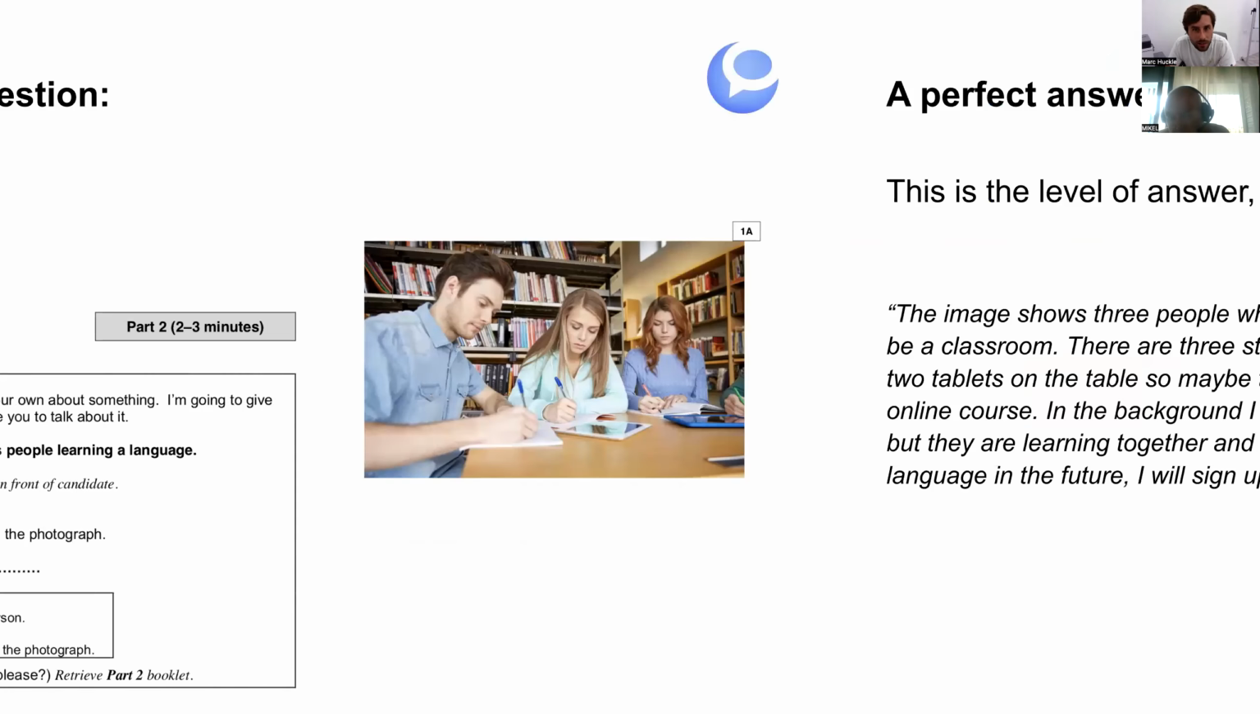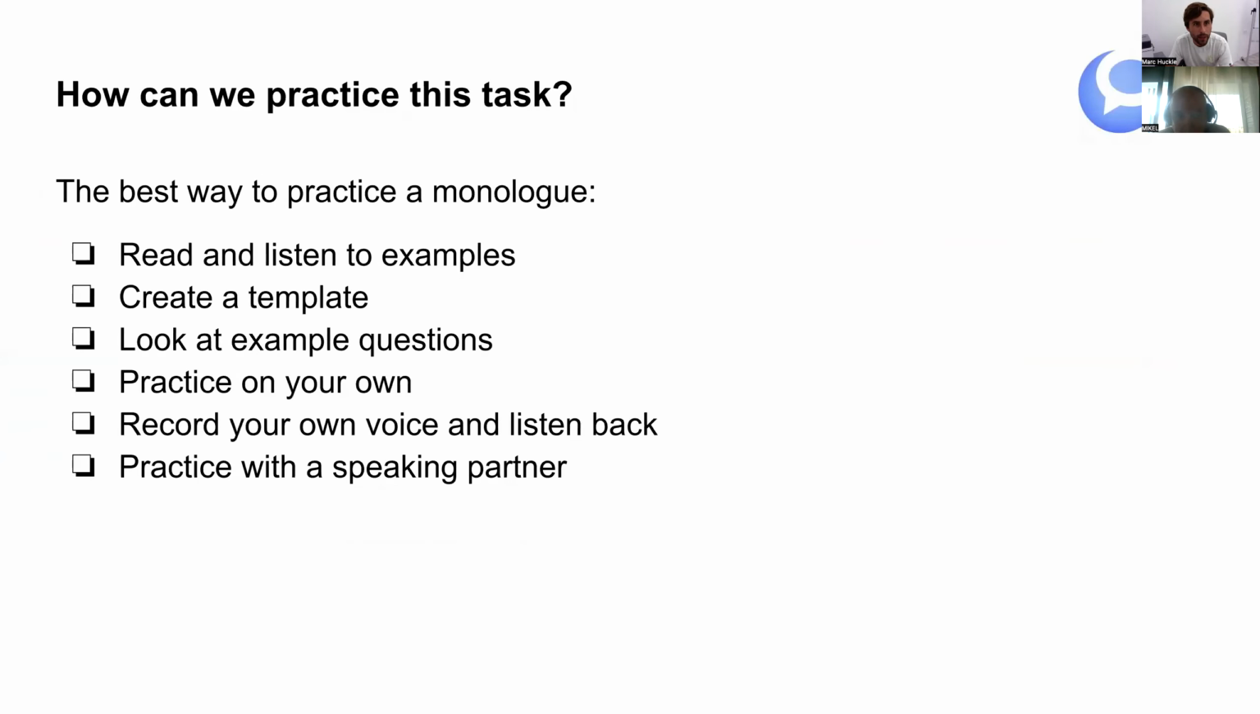Now, let's look at how we can practice this task. How can we do it? The best way to practice a monologue is to read and listen to examples. So you read answers and you listen to the answers. Then what you need to do is create a template. Think of the grammar you want to use. Always use the same grammar and the connectors you will use. Always use the same connectors.